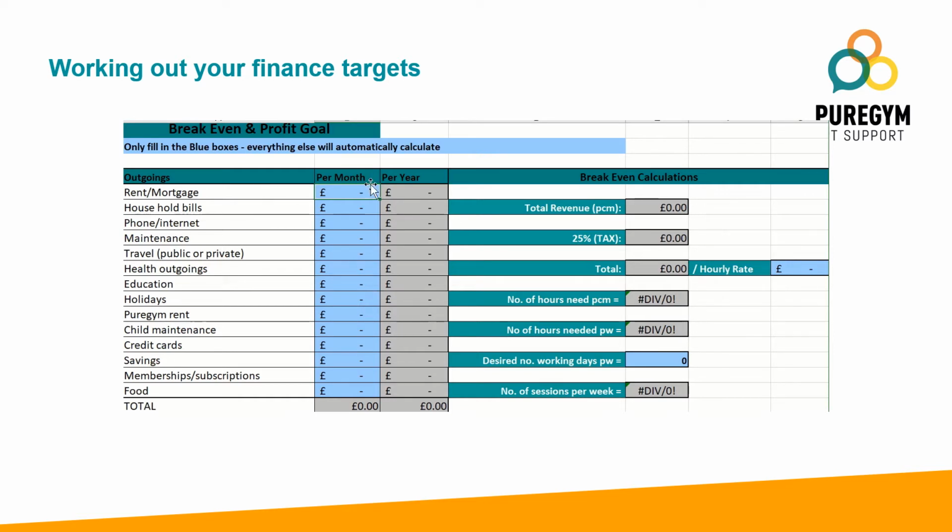Rental mortgage, so this is your own personal rental mortgage. Let's say, for example, my rent is $550 a month, and as you see that's auto-populated, so you're filling in all the blue boxes. The formula in this Excel sheet is already there, so it will automatically add up what that means per year. And you've got a running total down the bottom there.